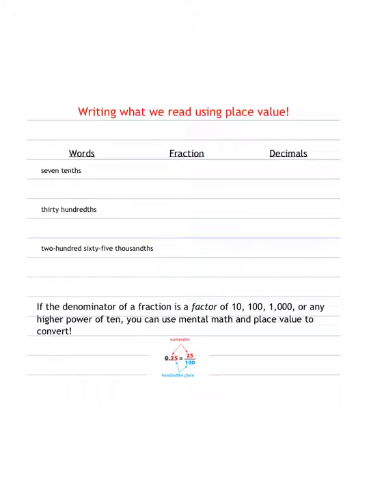Okay, writing what we read using place values. So if I have 7/10 as a fraction, I know that it would be 7/10, and as a decimal, 0.7, because we've learned about place value. This is my tenths place, 7/10. 30 hundredths, I have 30 hundredths. Hundredths is my denominator. Remember, hundredths is the second place over from the right side of the decimal. So 30 hundredths, because this is my hundredth spot.